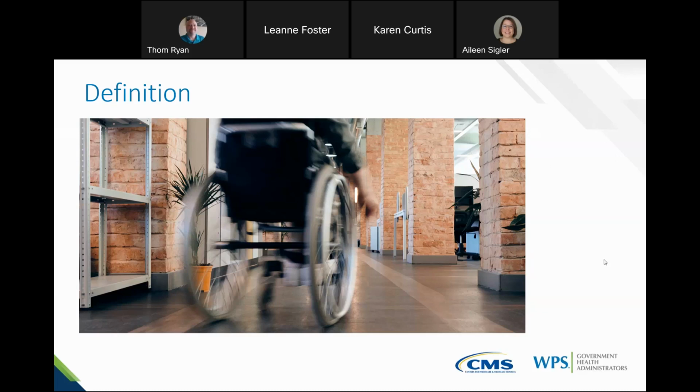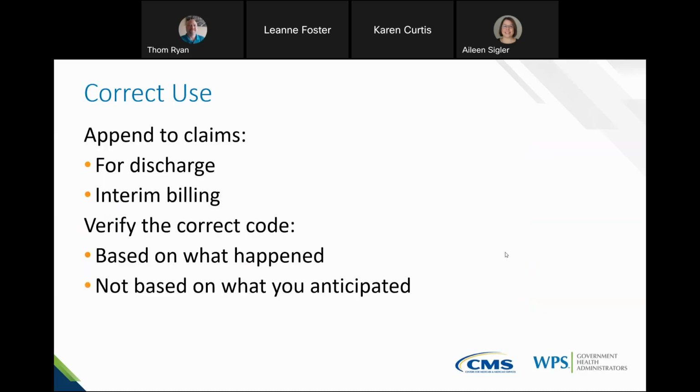Which brings us to our next slide. Correct usage. You're going to append it for the claims, again, for discharge or interim billing based on the documentation that you have. And this would include follow-up documentation. So some people ask us, okay, I don't know what that means, or I'm not really sure. And that's where verify the correct code comes in.